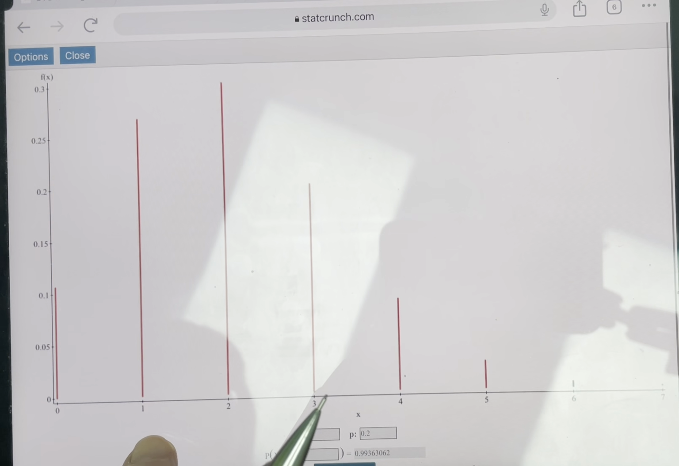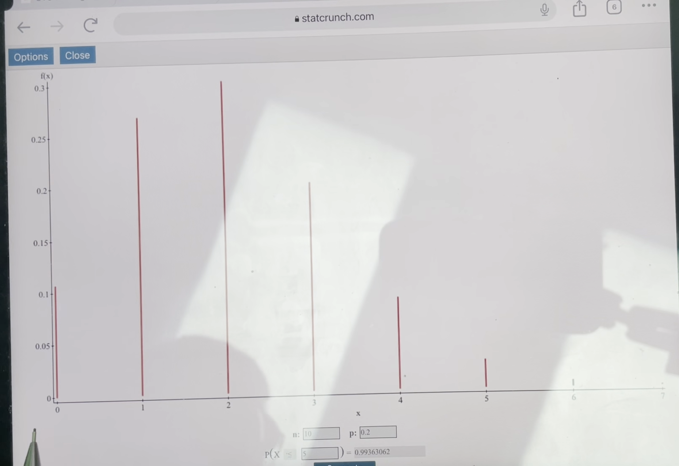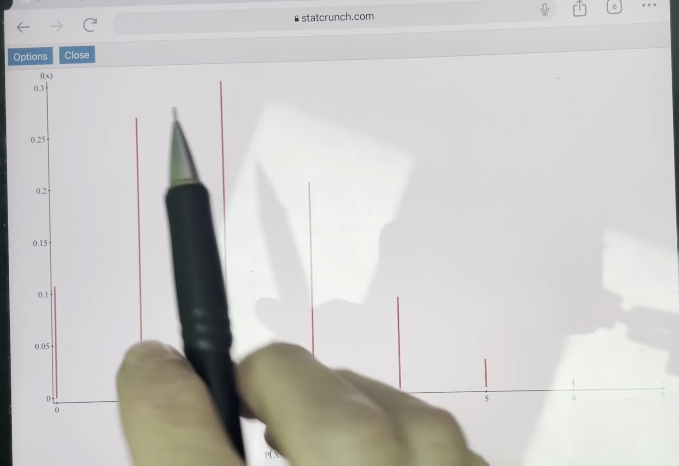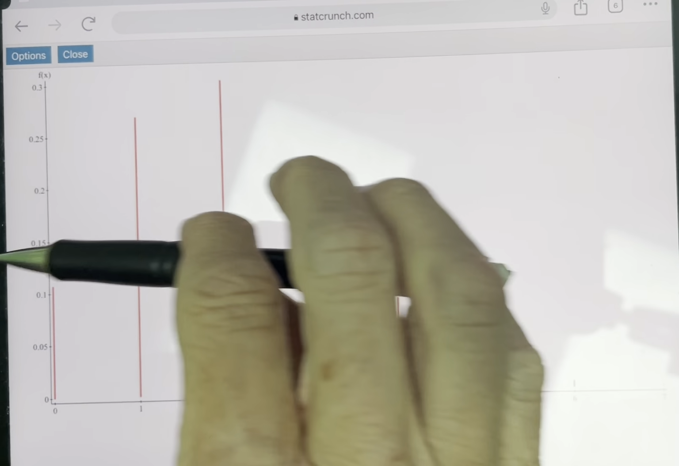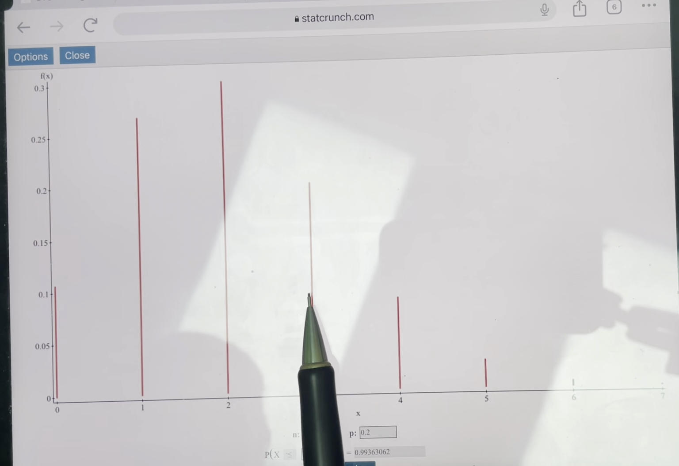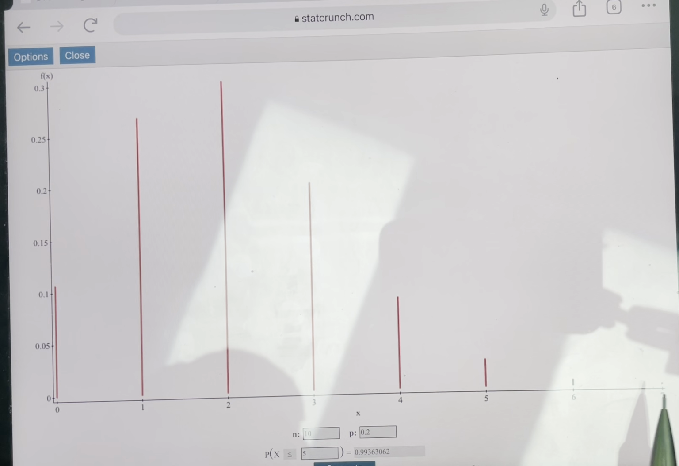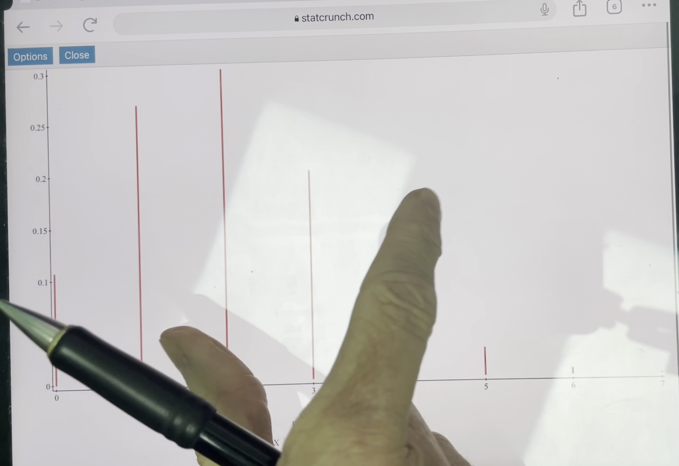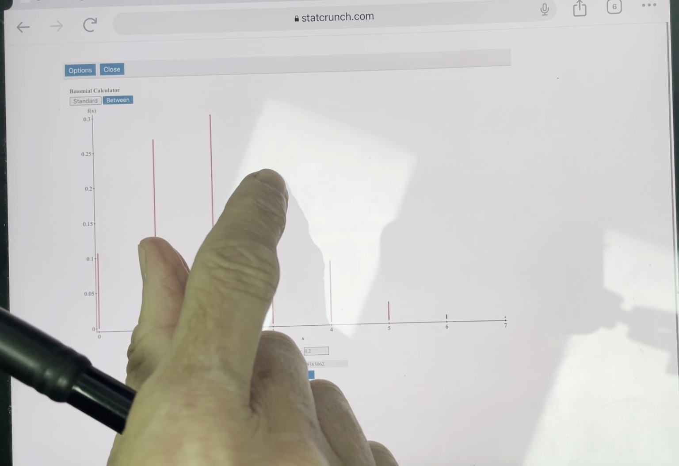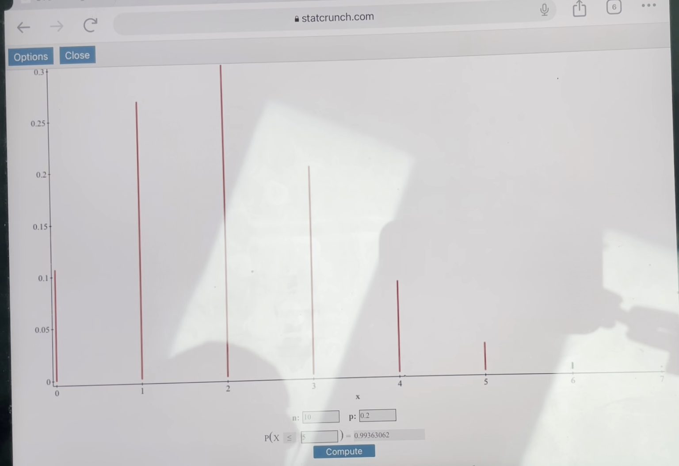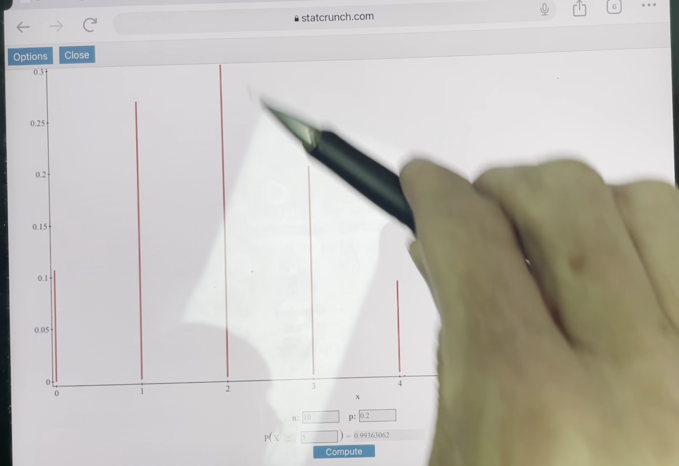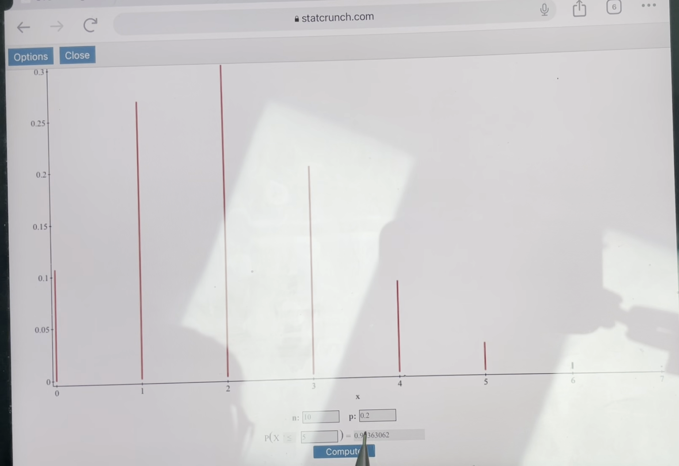Notice here, the graph in my case stops at 7. It doesn't show 8, 9, or 10, but you can see this has a right skew. The height is over here on the left side, and then 3, 4, 5, 6, 7. If it kept going, you would see 8, 9, 10, but it very much has a right skew when p, the probability of success, is 0.2.